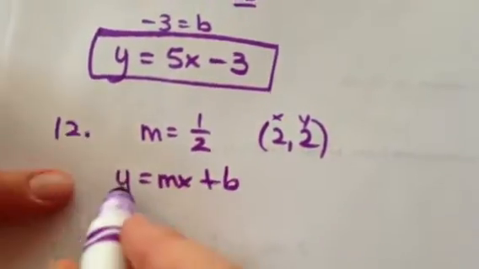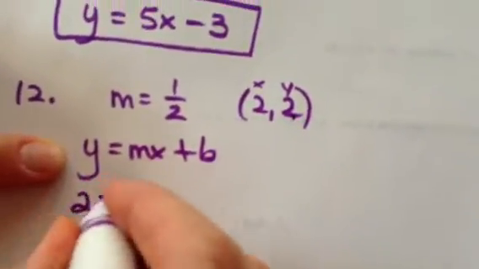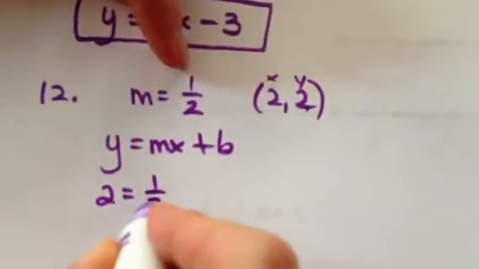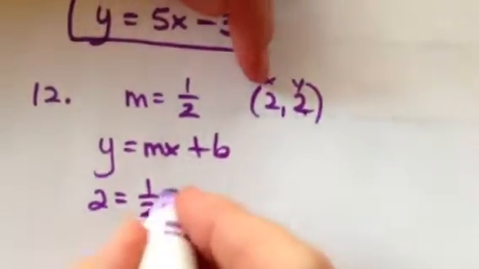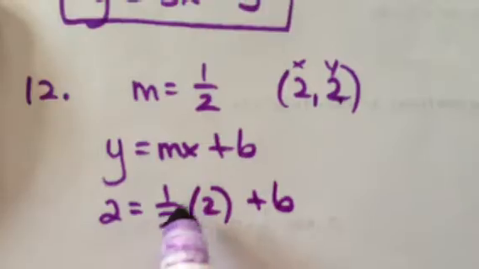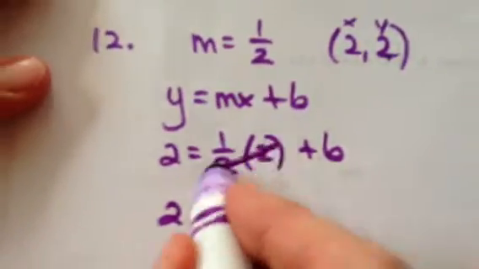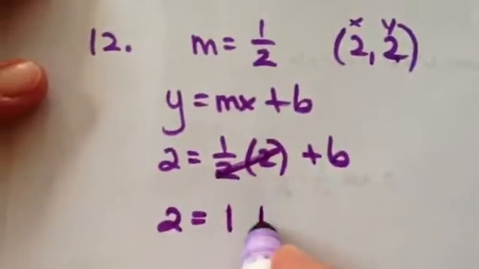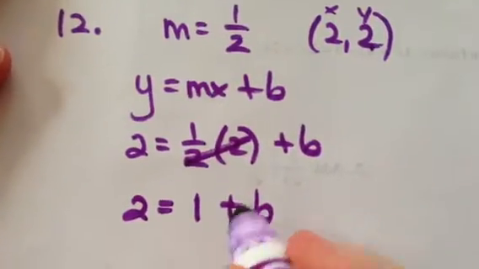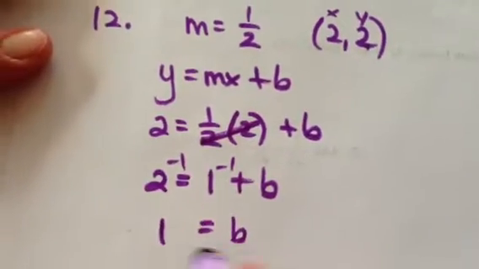Okay, so right here where I see my y, I'm going to plug in this y value. My slope is 1/2. My x value is 2, plus b. Now, you're either good at multiplying fractions or you're not. If you're not, use your calculator. But these 2's would cancel, leaving me with 1. So if you're going to solve for b, subtract 1 from both sides. And so you get b equals 1.